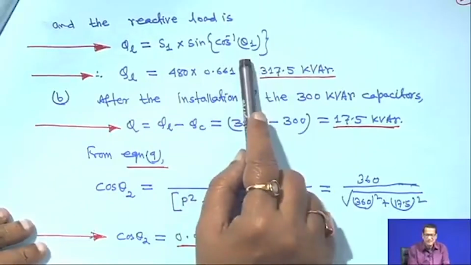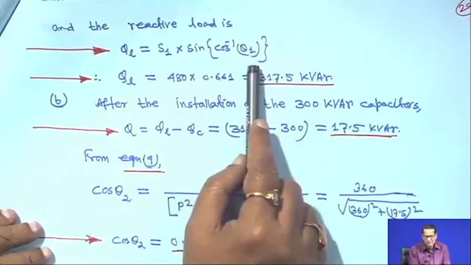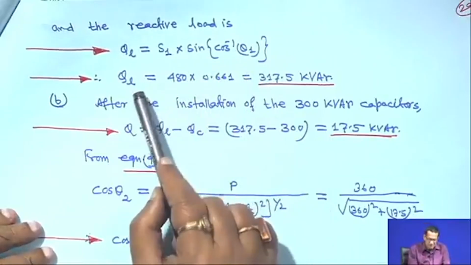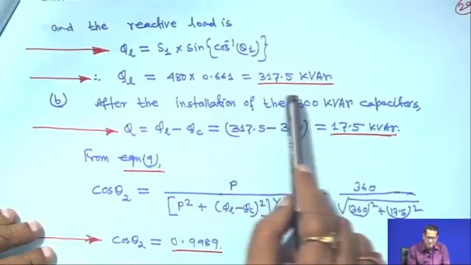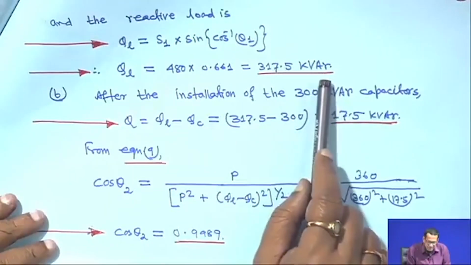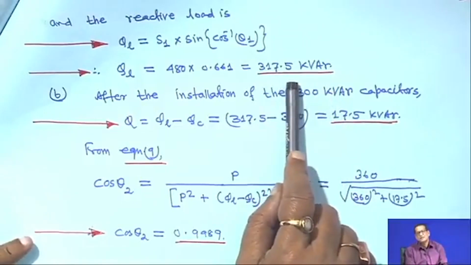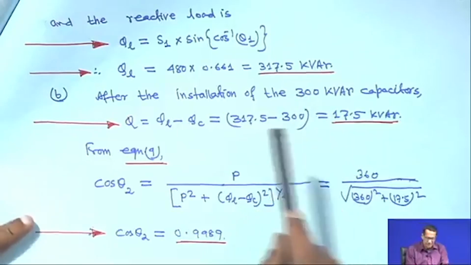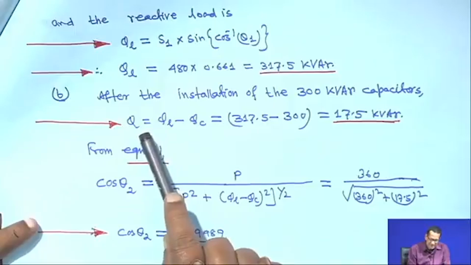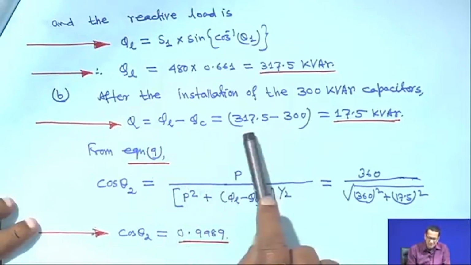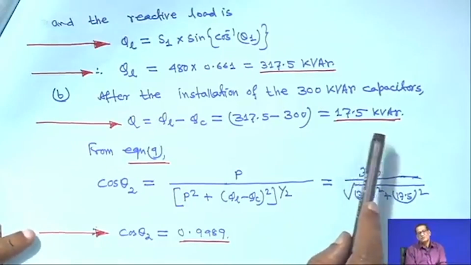So, you can calculate easily. Instead of calculating directly, I am writing S1 into sine of cos inverse theta 1, right. So, QL is equal to S1, which is 480, and this part will be 0.661, that is 317.5 kilowatt, that is your reactive load demanded at your load, right. Now, after the installation of 300 kilowatt capacitor, effective Q will be QL minus QC. So, 307.5 minus 300, so it is just 17.5 kilovar.